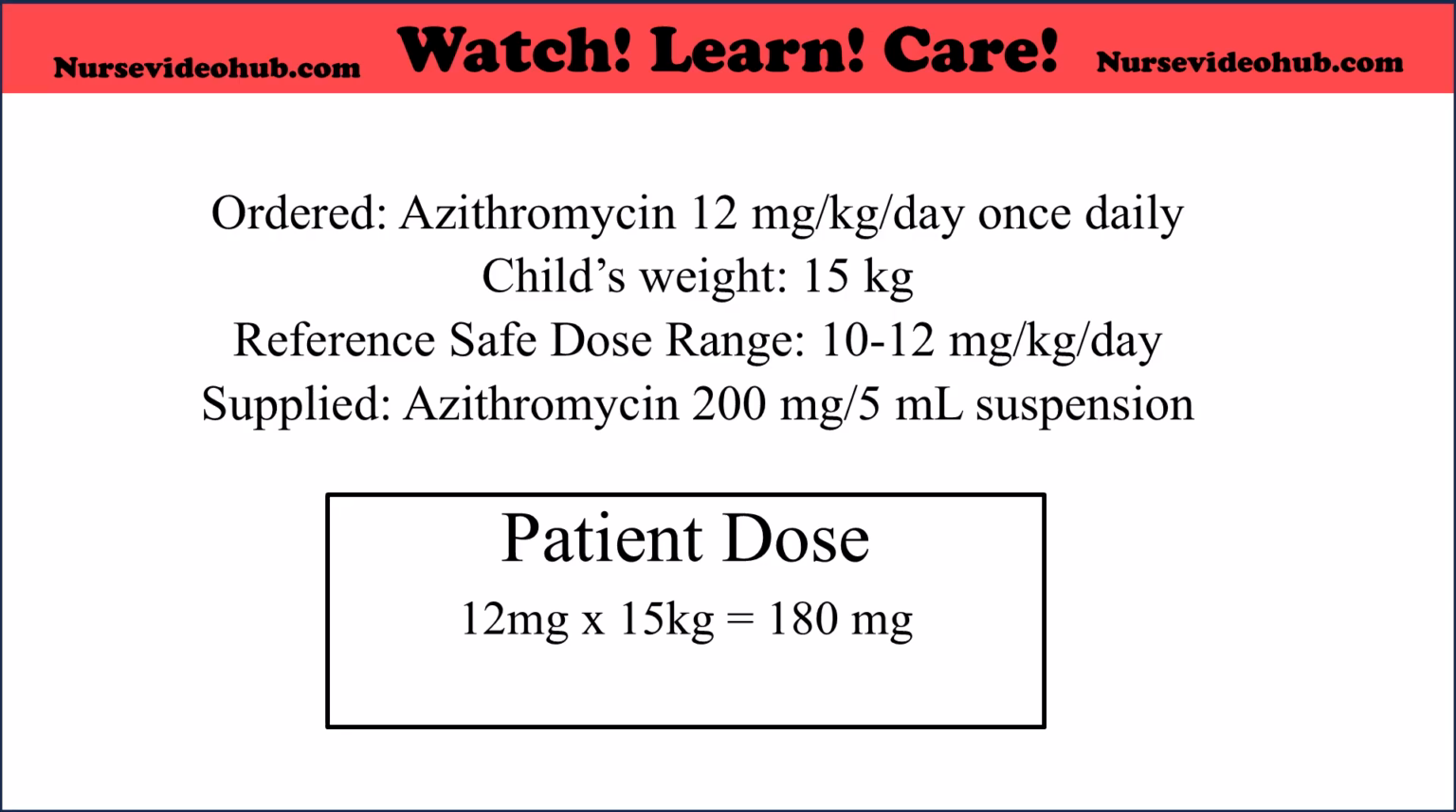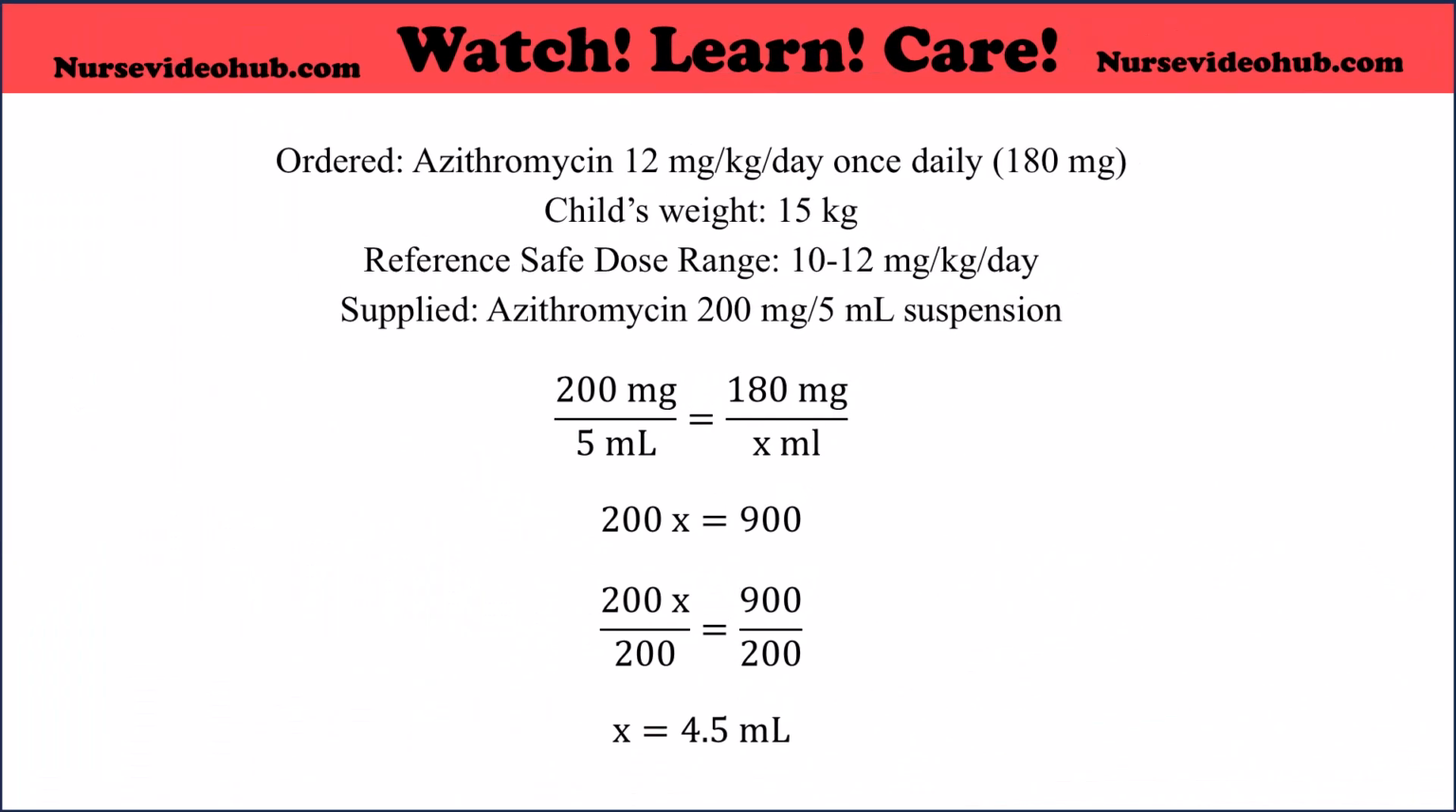First, calculate the patient dose. 12 milligrams times 15 kilograms equals 180 milligrams per dose. Calculate the amount of medication to administer. Set up your proportion. The first ratio is the medication supplied, 200 milligrams per 5 milliliters. The second ratio is the desired dose, 180 milligrams per X milliliters.